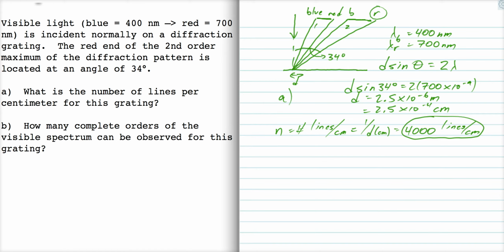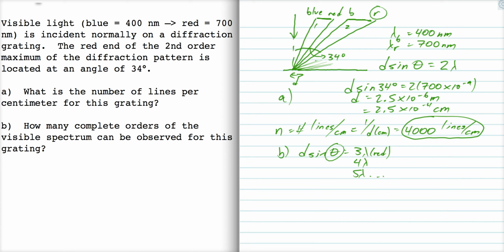Part B, they want to know how many complete orders of the visible spectrum can be observed for this grating. We looked at this two different ways in class. One way to do it would be to keep trying new orders: d sine theta is equal to 3 lambda for red, then 4 lambda, 5 lambda, and you keep going until you can't solve for theta. At some point this is going to go off the rails, and you're not going to be able to fit the diffraction pattern. So that's kind of a brute force method.